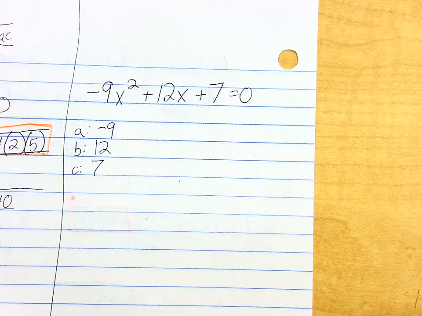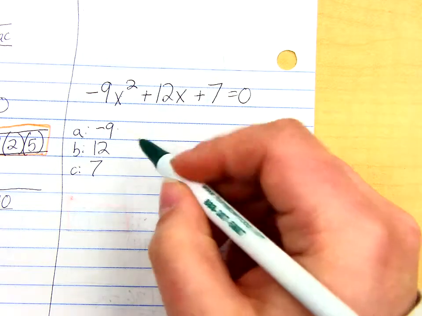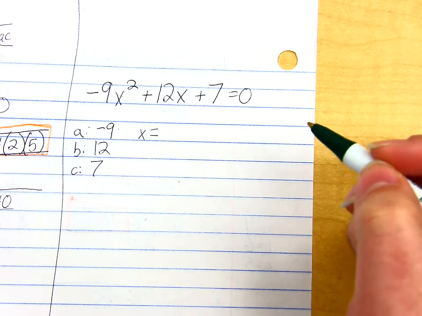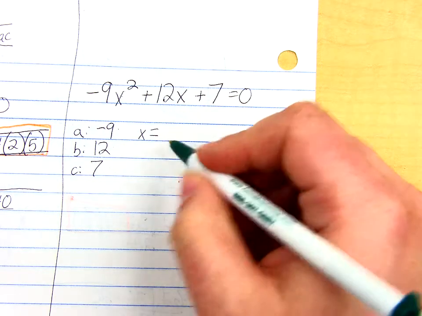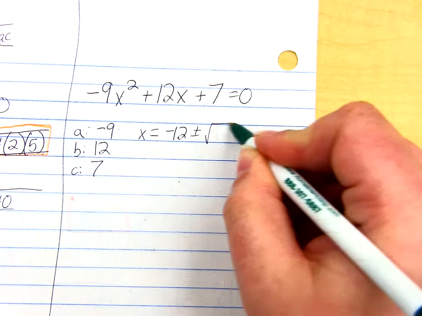All right, we're just going to show the answer to this one. We listed A, B, and C so far. Now let's plug them in properly. So I want negative B. Negative B is negative 12 in this case, plus and minus a big square root.